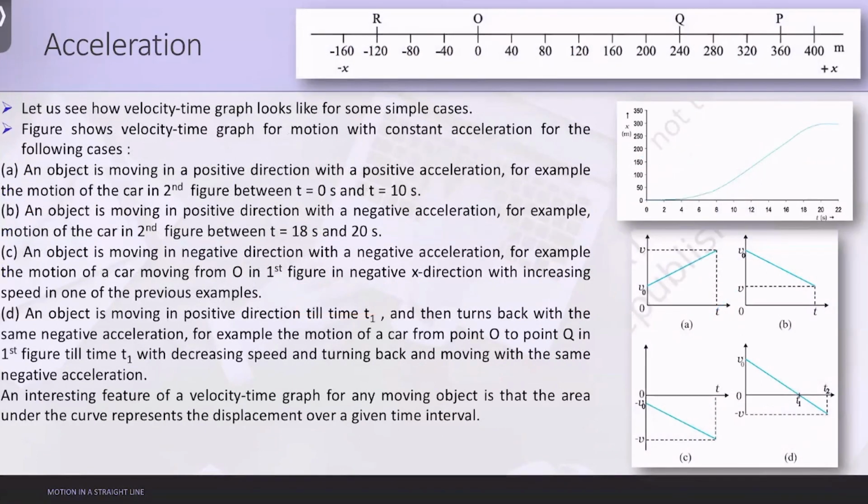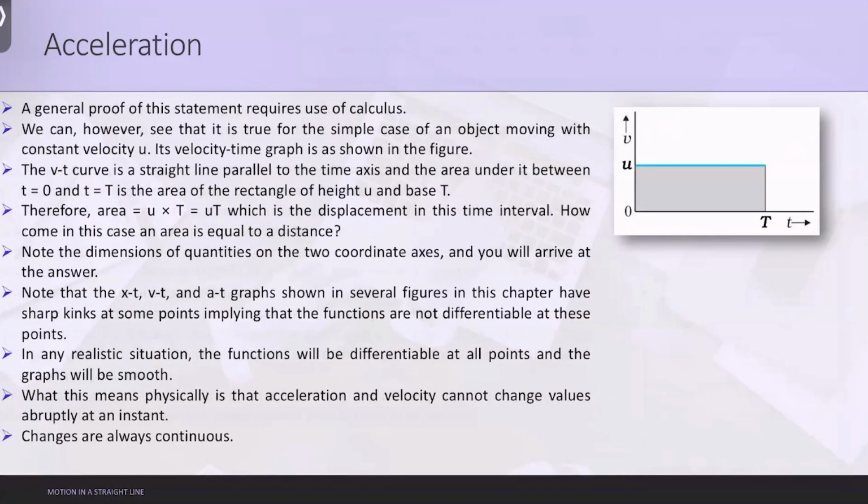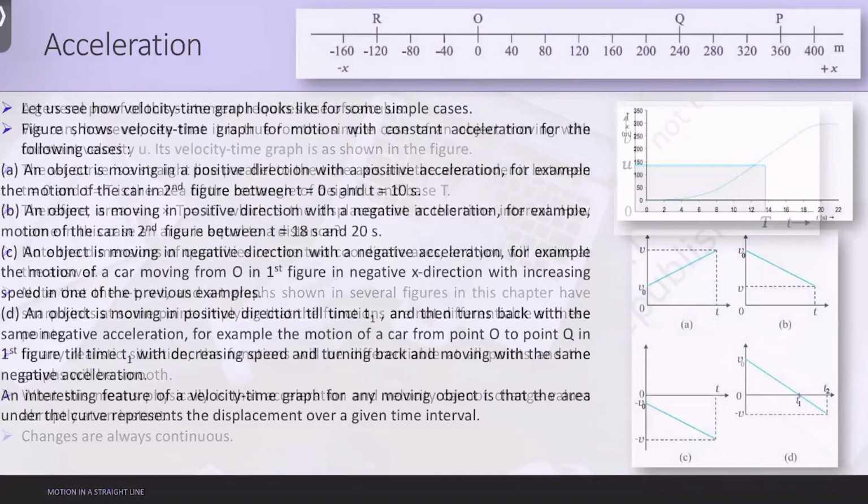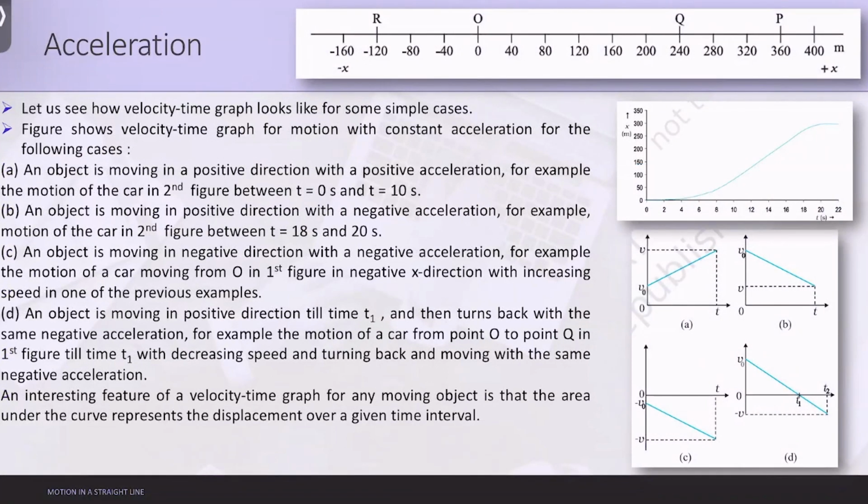Let us see what the velocity time graph looks like for some simple cases. Let us go a little backwards, go off topic and understand something different, and then we can jump back to the topic of kinematic equations. The figure shows the velocity time graph for motion with constant acceleration for the following cases. An object is moving in a positive direction with positive acceleration. Okay, so this first graph tells you that.